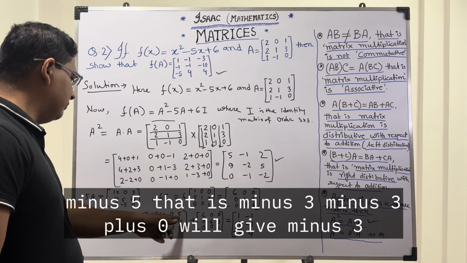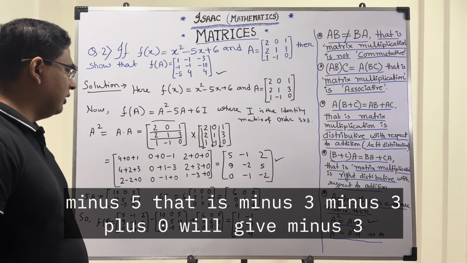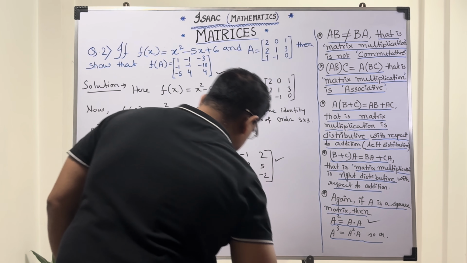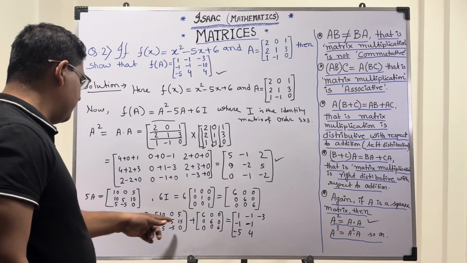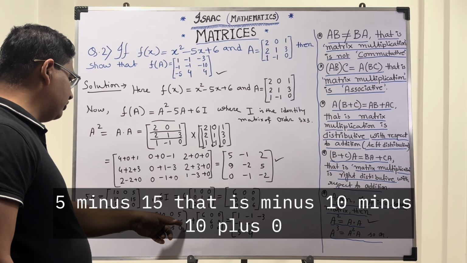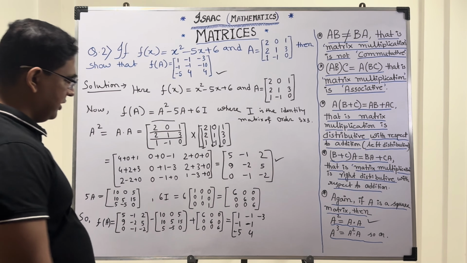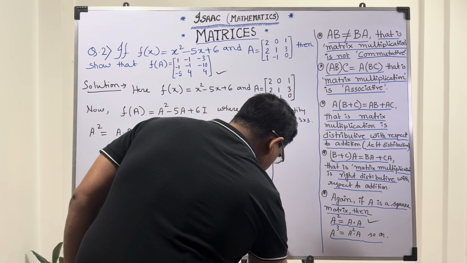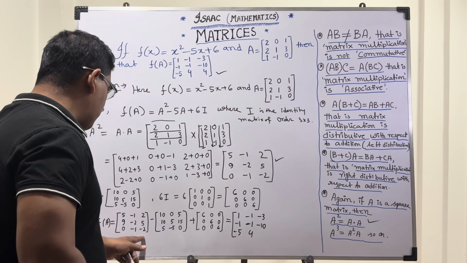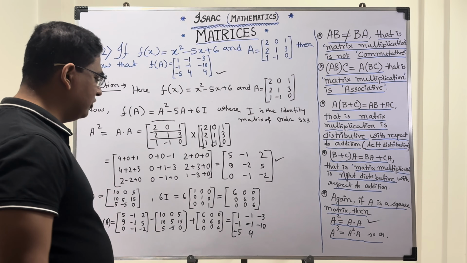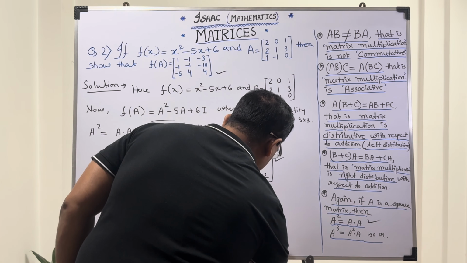2 minus 5, that is minus 3. Minus 3 plus 0 will give minus 3. 5 minus 15, that is minus 10. Minus 10 plus 0 will give minus 10. Minus 2 minus 0, that is minus 2. Minus 2 plus 6 will give plus 4.